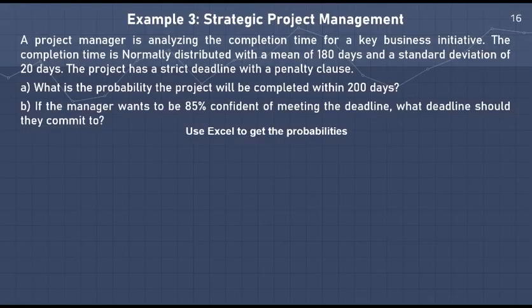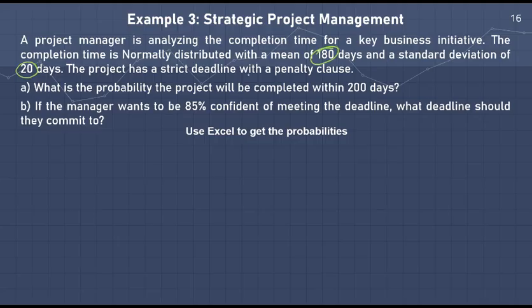Now, let us compute this. This problem is related to strategic project management. Here, a project manager is analyzing the completion time for a key business initiative. The completion time is normally distributed with a mean of 180 and a standard deviation of 20 days. So, mean and standard deviation.